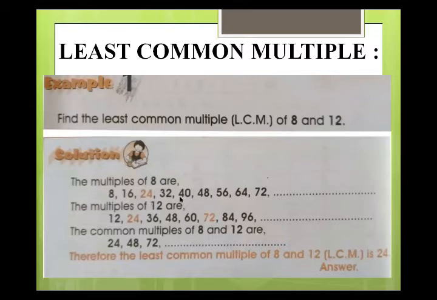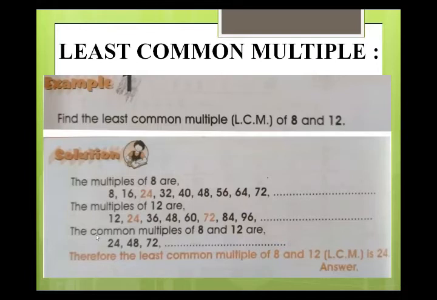Now the second common multiple is not highlighted, but I am telling you: you see the number 48, and 48 is also present in the multiples of 12. So 48 is also a common multiple of 8 and 12. The next multiple is 72, which is present here and also in the multiples of 12. So 72 is also a common multiple of 8 and 12.